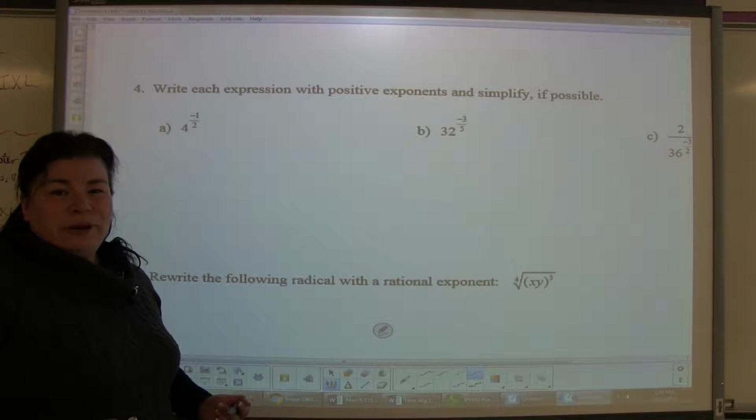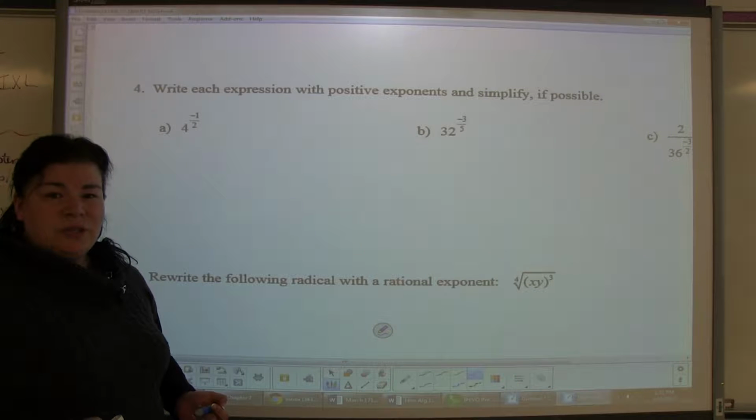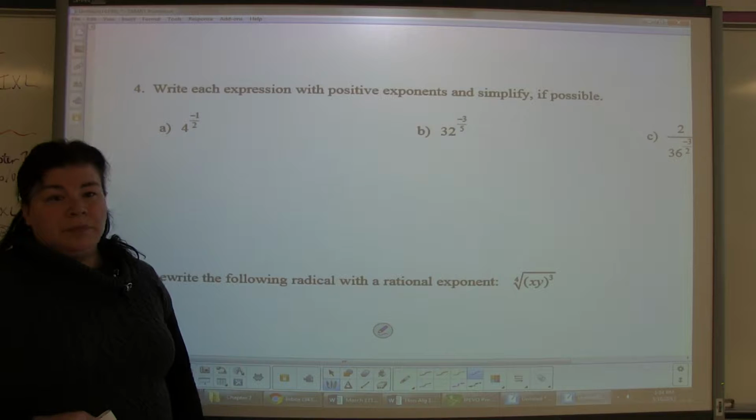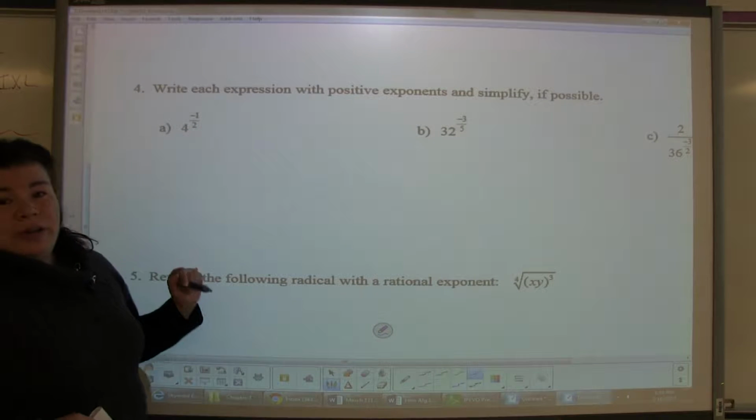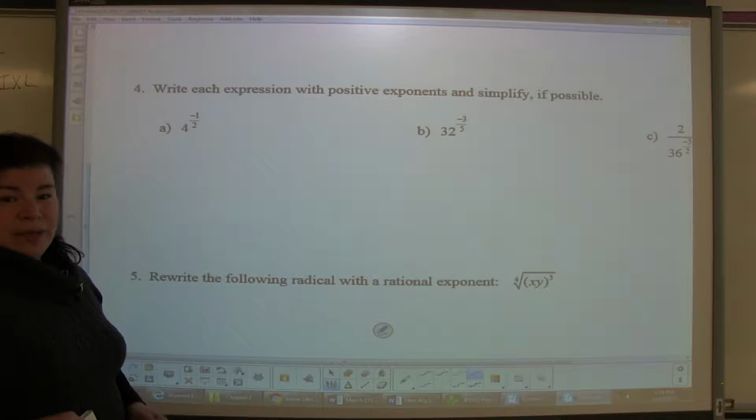Hi everybody, so right now you should be looking at your 7.1 notes. We're continuing on, so this will be considered 7.1 day 2, right by example 4. For number 4, they want us to write an expression with positive exponents and simplify if possible.